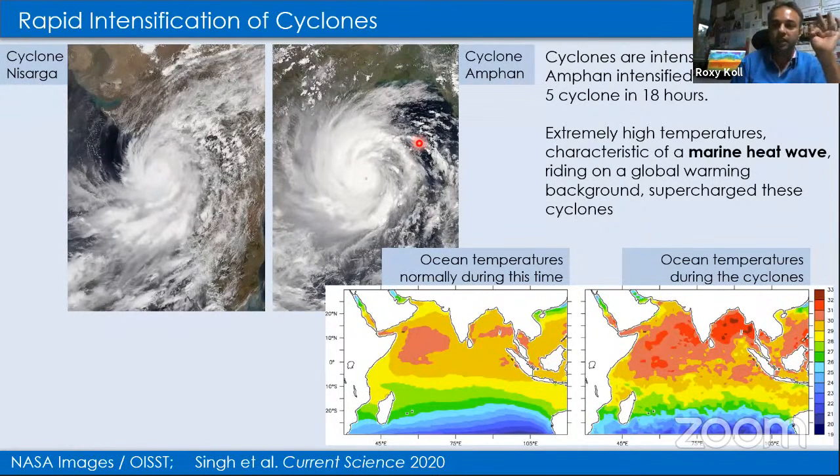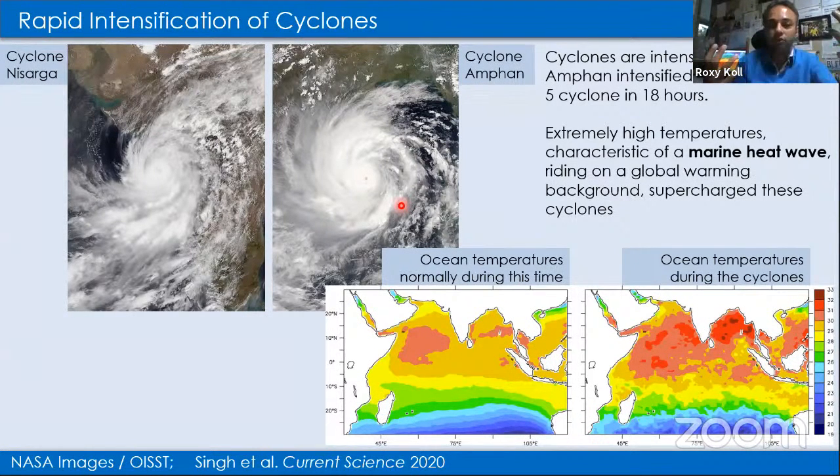Cyclone Amphan intensified from a Category 1 cyclone to a Category 5 cyclone in just about 18 hours. Category 1 is like 100 to 150 kilometers per hour speed, and Category 5 is like 200 to 250 kilometers per hour speed. So if it intensified in 18 hours, it means that when we went to sleep, it was a Category 1 cyclone, very weak or moderate. But when we wake up from bed, it's a Category 5 cyclone, a very intense super cyclone, and it's going to make landfall. This kind of rapid intensification, the forecast models are unable to pick up.